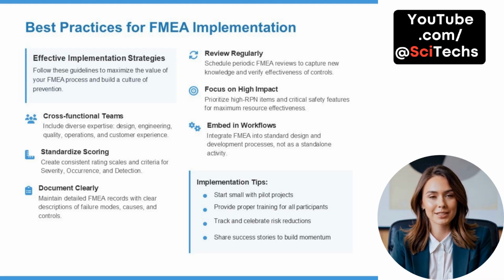Clear documentation is essential. Every failure mode, cause, and control should be explicitly recorded. Schedule regular reviews of your FMEA to capture new insights, process changes, or lessons learned from the field. Prioritize items with the highest RPNs, especially those tied to safety or mission-critical functions. Most importantly, embed FMEA into your development workflows so it becomes part of your team's DNA. Treat FMEA as a continuous process, not a one-time event. Start with pilot projects, train your team, and track risk reductions to celebrate success and build momentum.